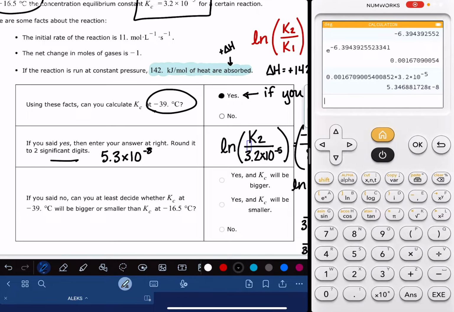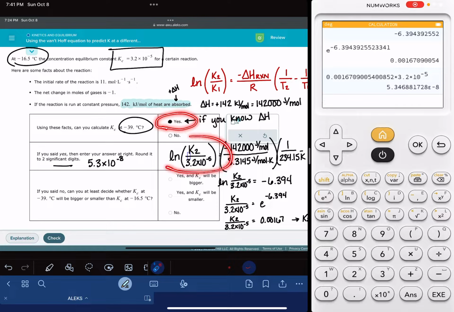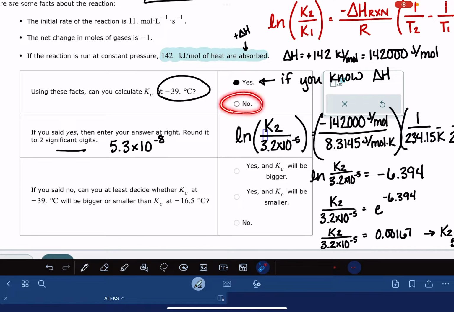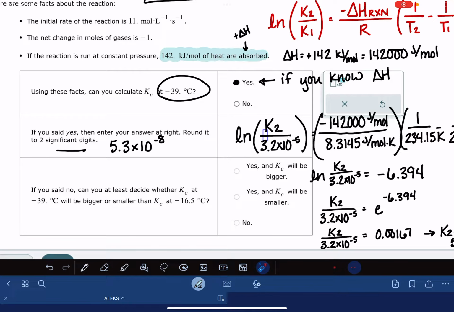And honestly, as rough as that equation feels, that Van Hoff equation, as difficult as it feels, I honestly would prefer to say yes here and have to do the calculation. This is the part of the problem that I would like to not have to deal with if I don't have to. So if your answer to this question was no, you would say no because you were not given any information about delta H.